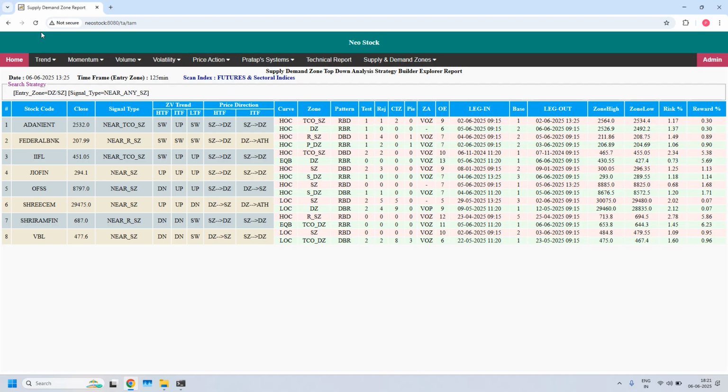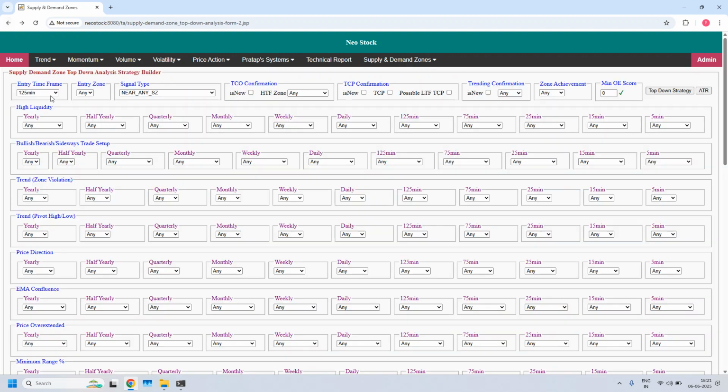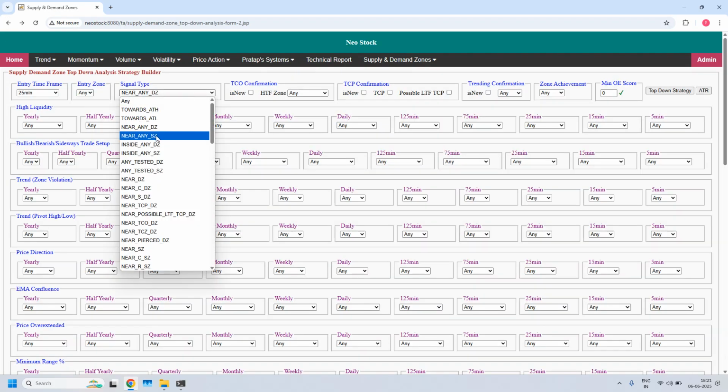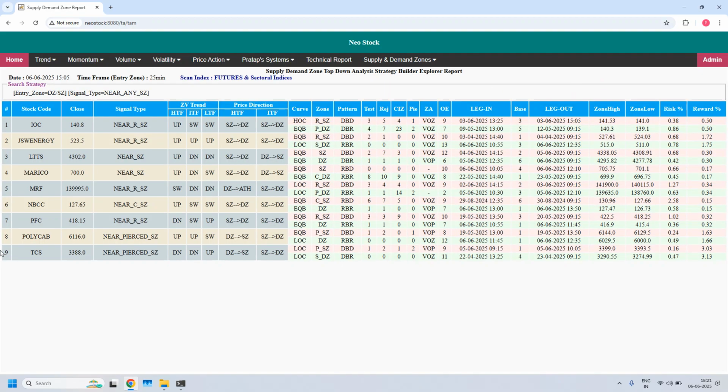Okay. Next time frame 75 minutes already generated in the beginning of the report. So the next time frame is 25 minutes. Stocks near to the 25 minutes demand zone, we got 3 stocks. Next, stocks near to the 25 minutes supply zone, we got 9 stocks.